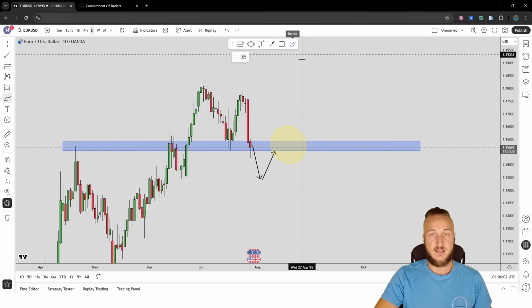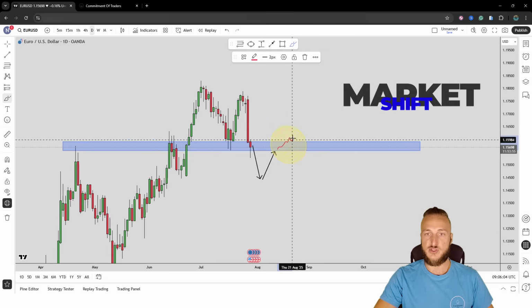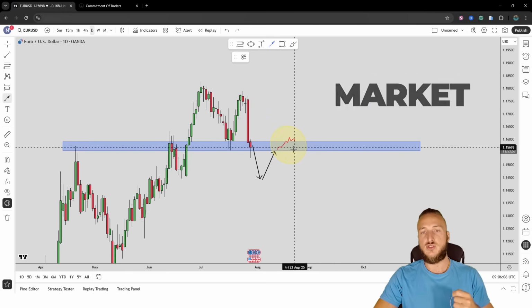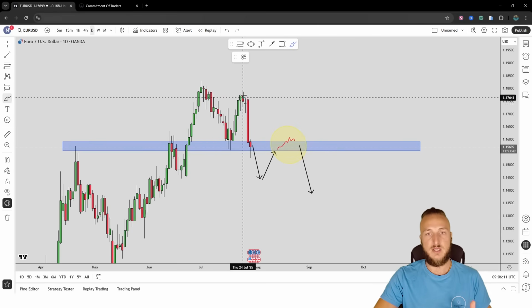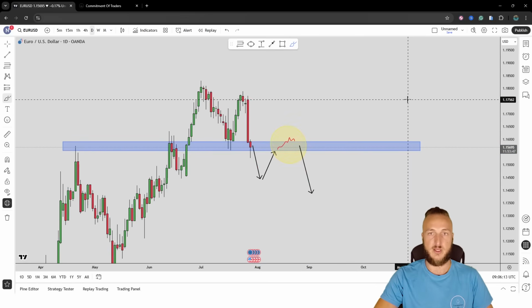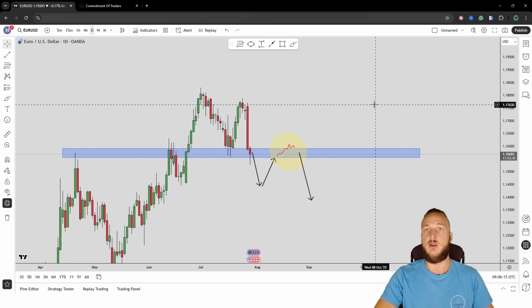Therefore, what I would expect is that if this market would shift from an intraday bullish to bearish market, I wouldn't be surprised to see a potential push lower below the level for the market to complete this daily impulse correction and impulse pattern to the downside. That definitely wouldn't surprise me.